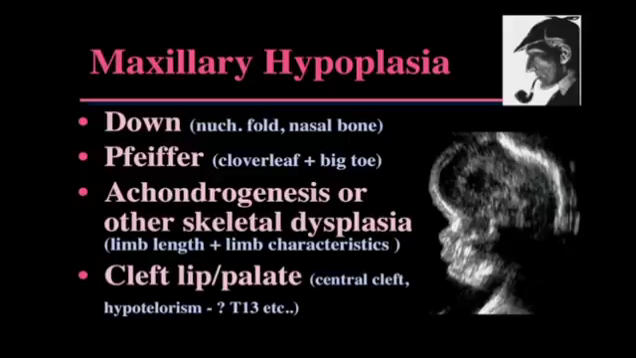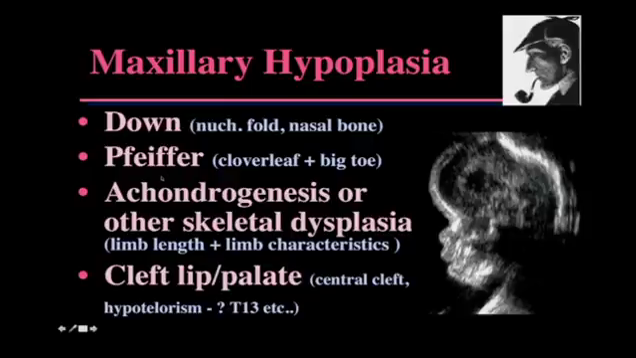Now, going on to maxillary hypoplasia, what happens if you have a fetus that has a very small midface or a very small sort of maxilla region? Well, you know that Down syndrome is associated with a flat face and absent nasal bone and some degree of maxillary hypoplasia.